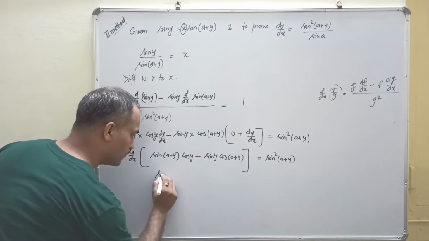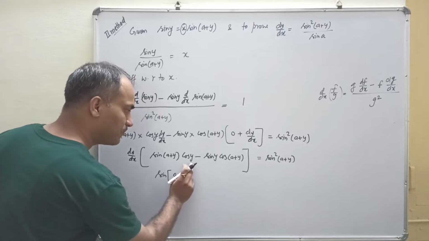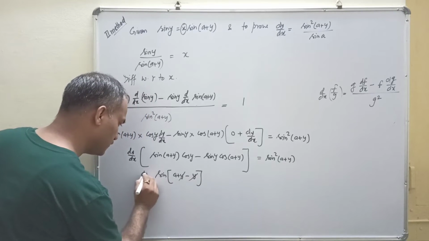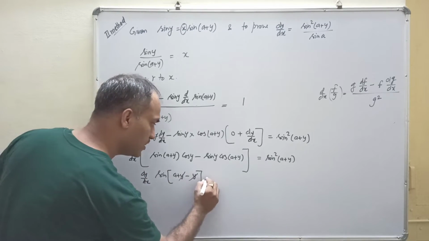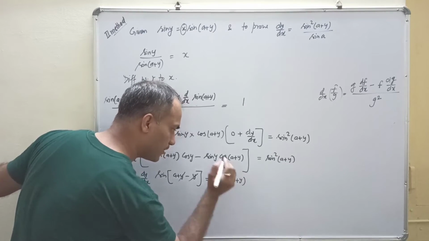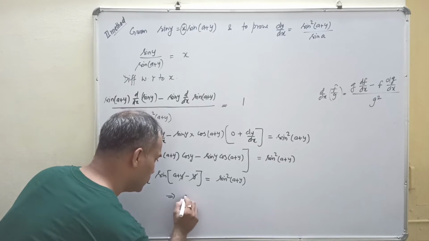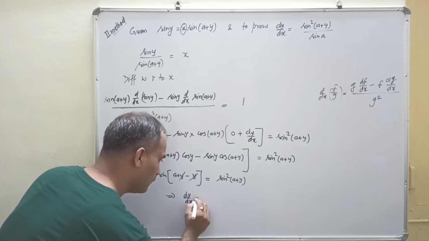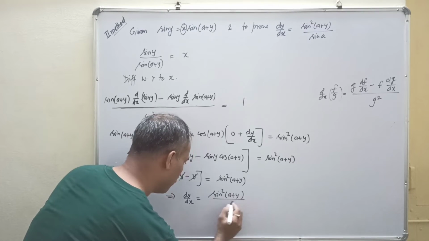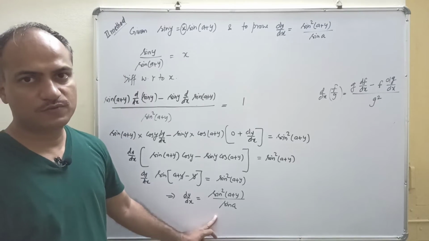So let us apply. This is the formula of sin(a minus b). So a is the first angle and b is the second angle. So y cancels. So dy upon dx into this is equal to sin square (a + y). Okay, so we have only sin a. So we see that dy upon dx will actually be equal to sin square (a + y) whole upon sin a. Okay guys, and this is what we have to prove.